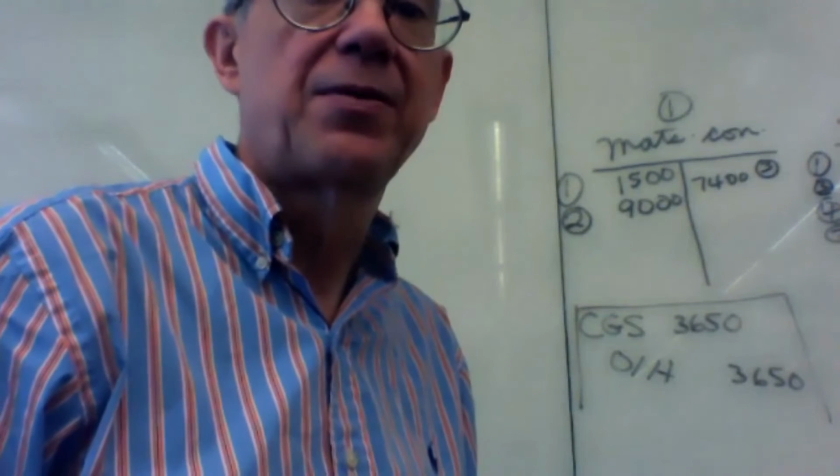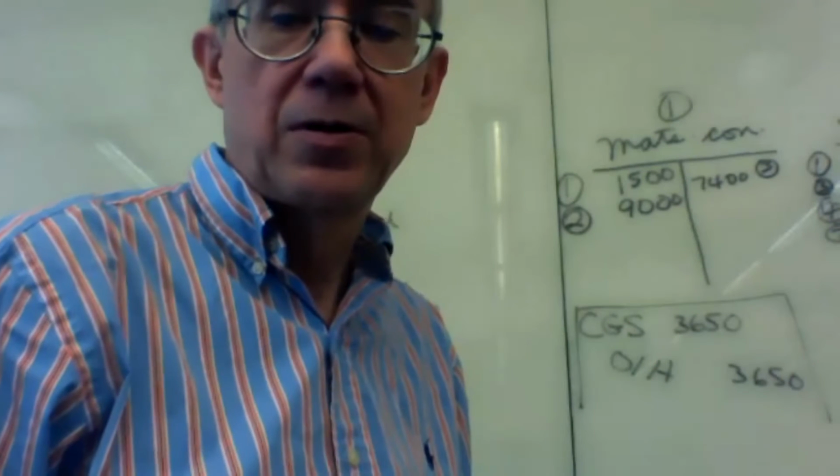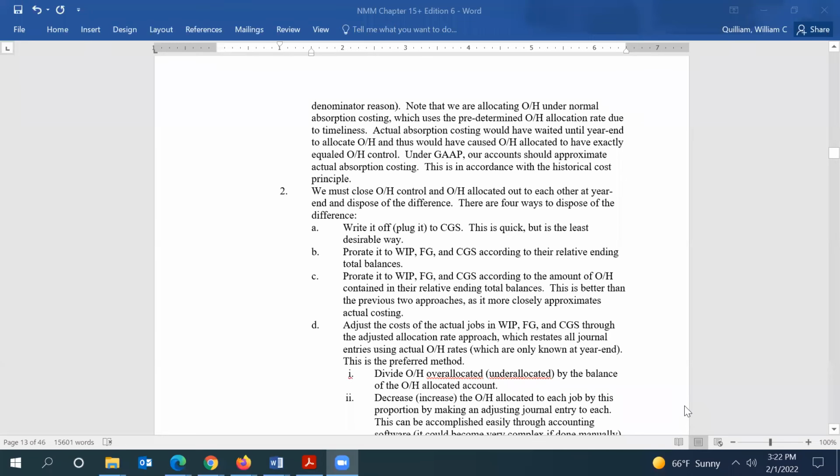Any other questions? What is your journal entry when the account is over? Sure. If it's overallocated, it'll be just the opposite. We'll debit overhead and we'll credit cost of goods sold. And that's going to decrease cost of goods sold.